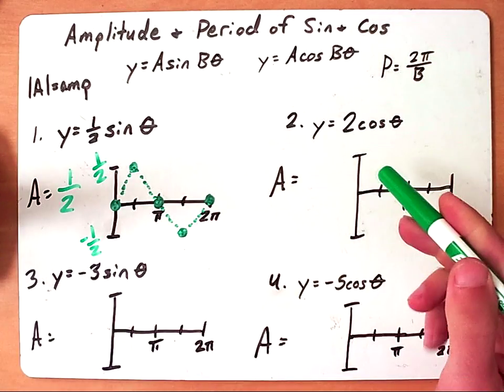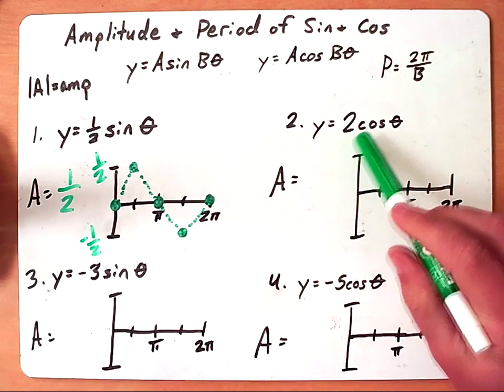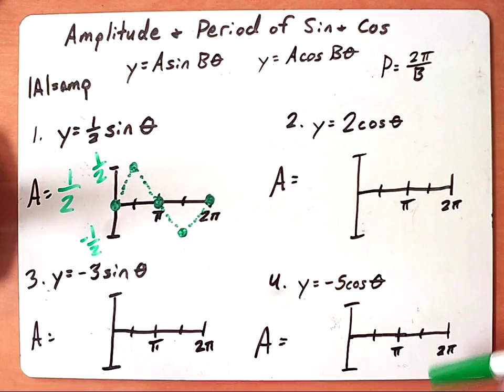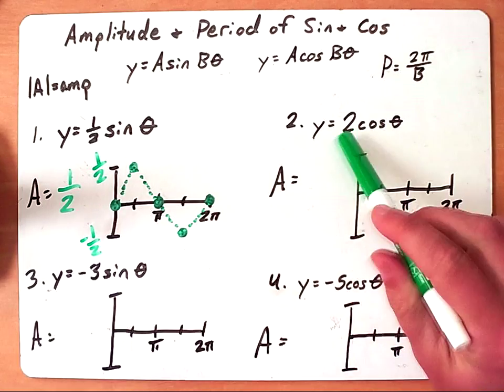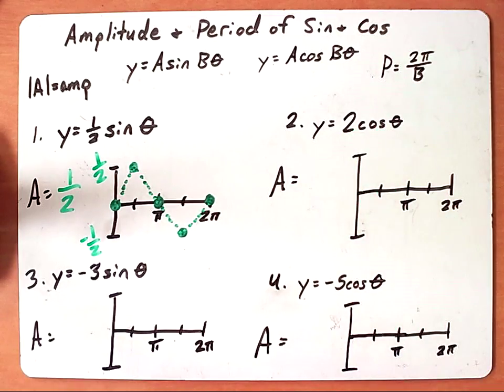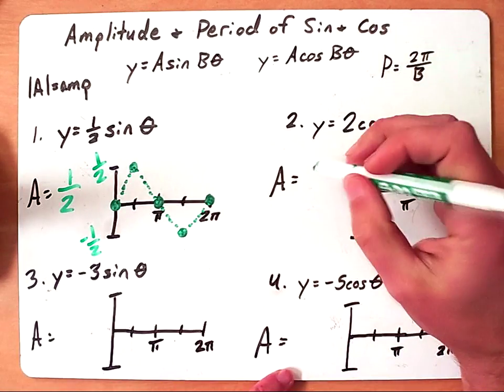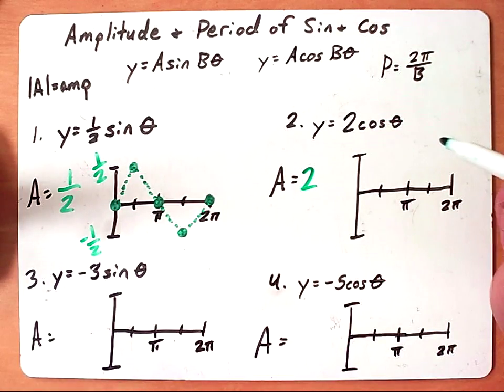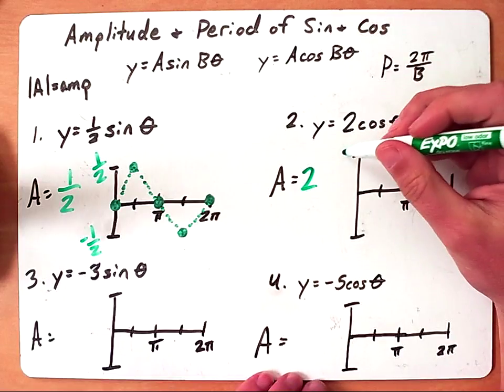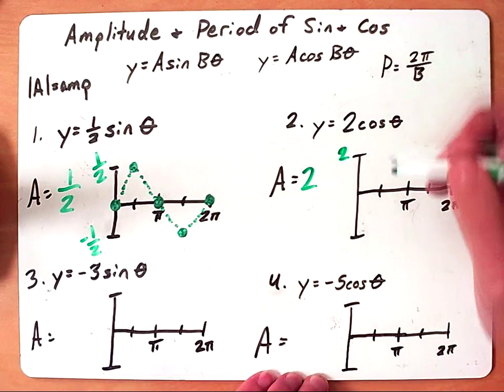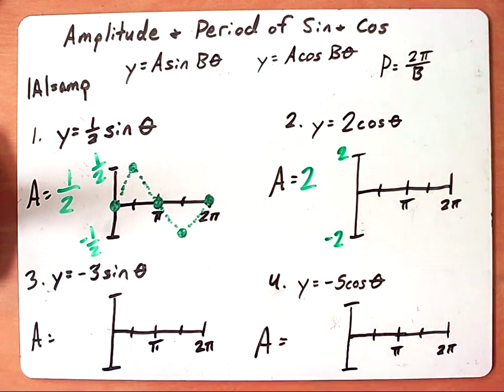All right, so let's look over here at number 2. I have y equals 2 cosine theta. All right, so again, the amplitude is going to be the coefficient on cosine. And this 2, we take the absolute value of that, so we're just going to have 2. So I want to label my graph. So my maximum is going to be positive 2. My minimum will be negative 2. And other than that, we just graph this just like we would a parent function for cosine.